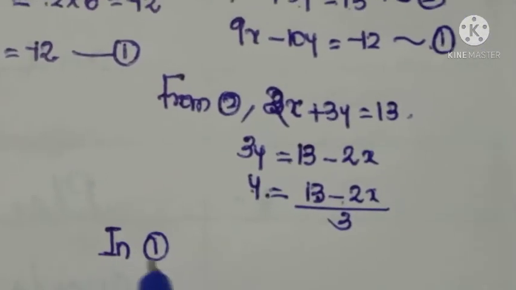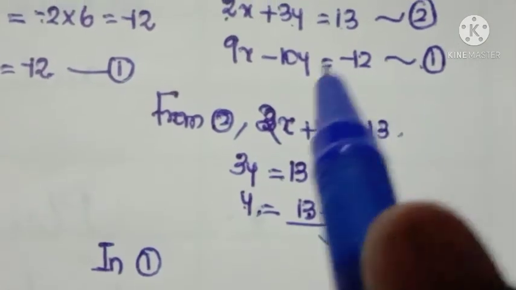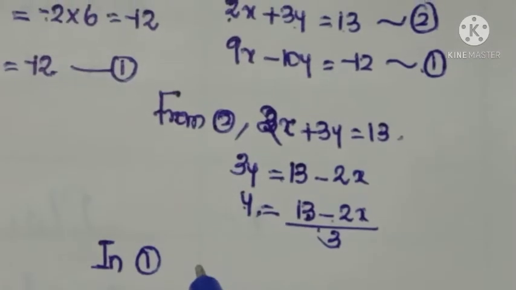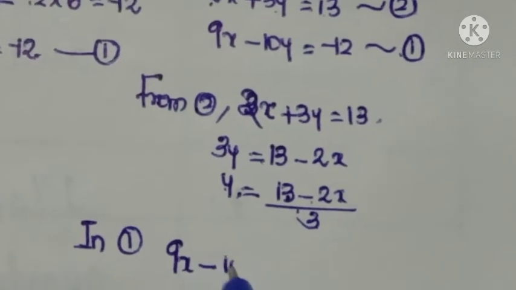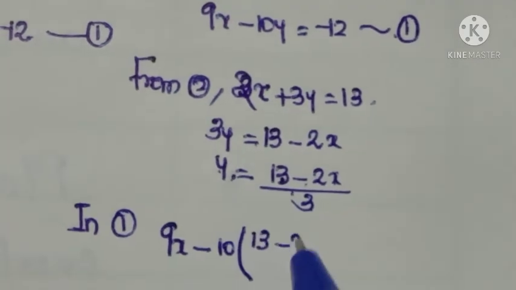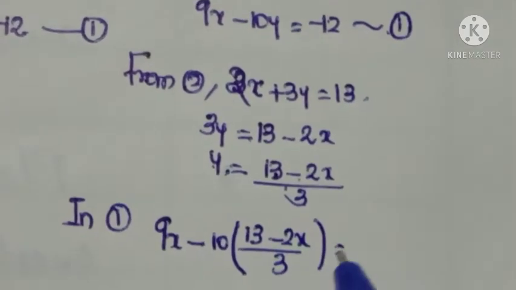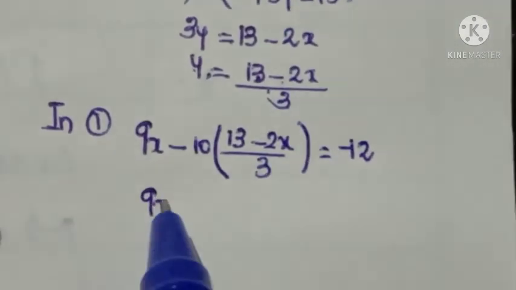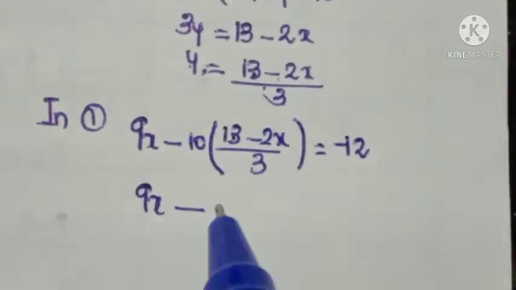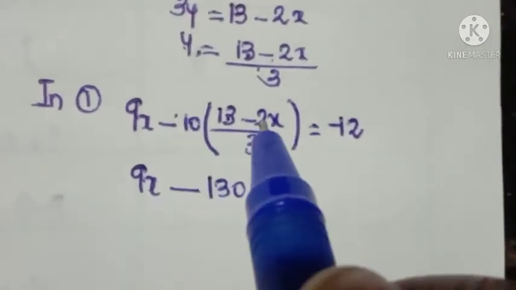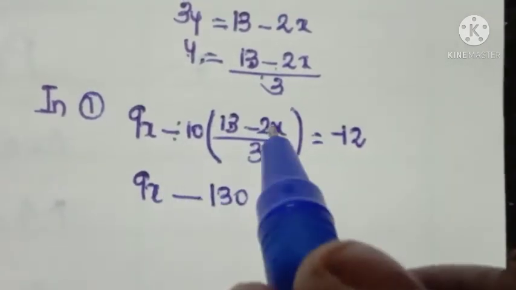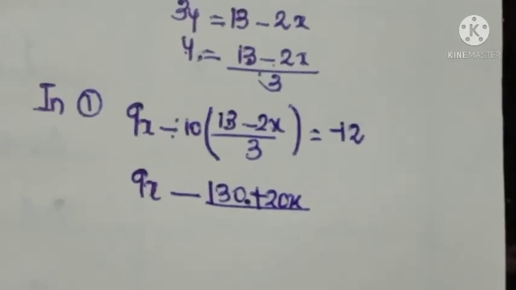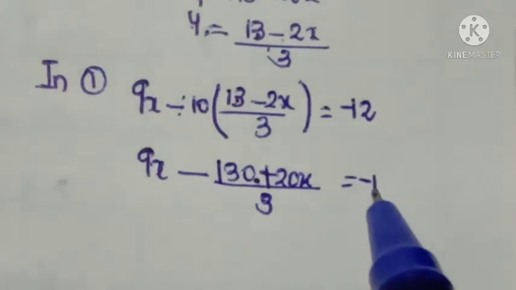So if we put y equal to this expression (13 minus 2x) by 3 in equation 1, it becomes 9x minus 10 into (13 minus 2x) by 3 equal to minus 12. Now open the bracket. This is 9x minus (10 into 13, 130, minus 10 into minus 2x, plus 20x) divided by 3 equal to minus 12.